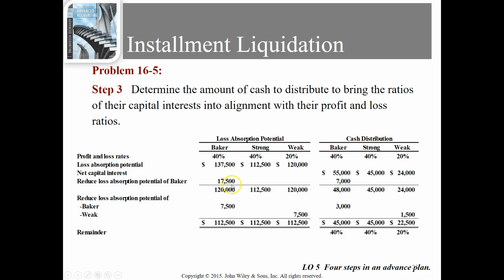$17,500 basically times that 40% gets you $7,000. That's how much cash I can give to Baker at that point in time. So again, you're taking the 17,500 and multiplying it through by the 40%.